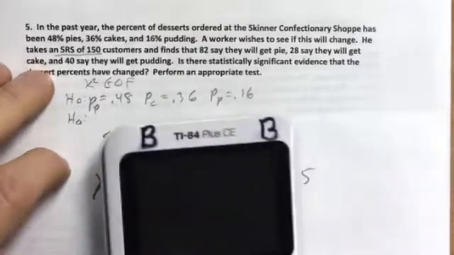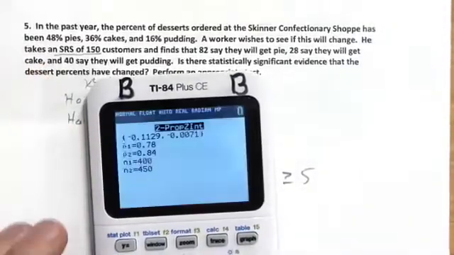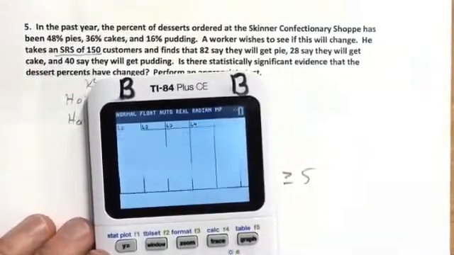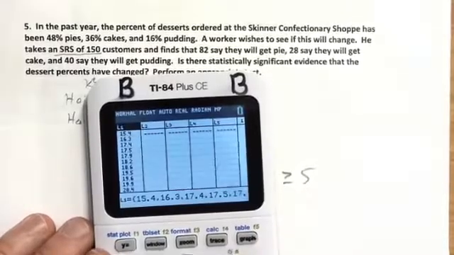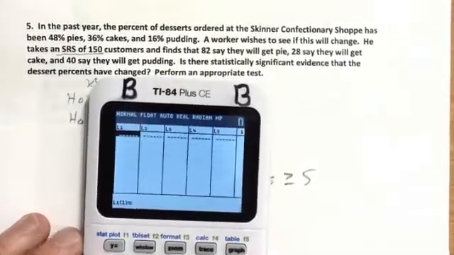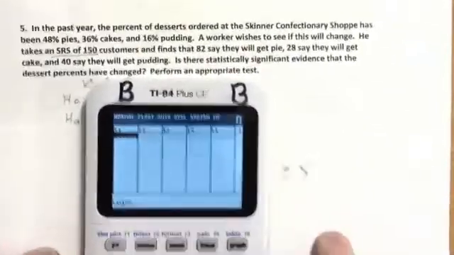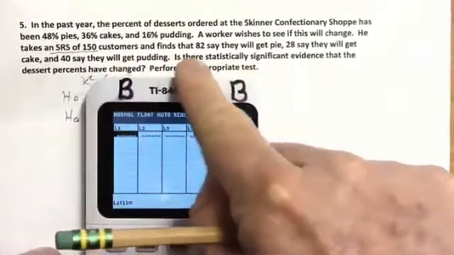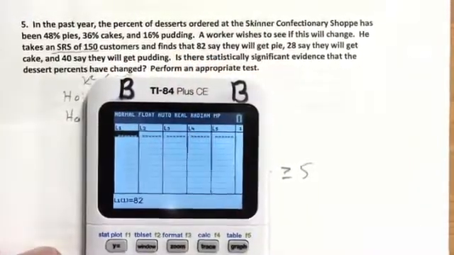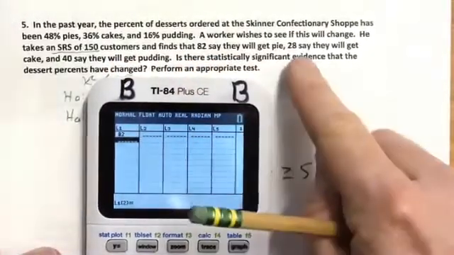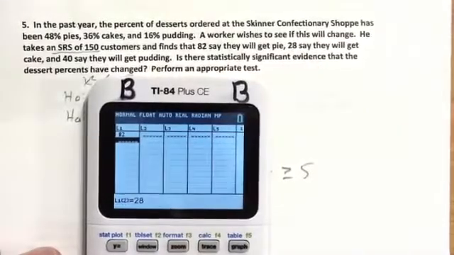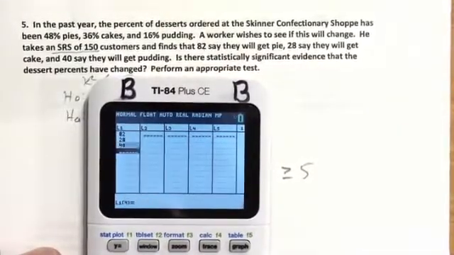And so to do the mechanics, this is what you've got to do. You put your observed counts in list 1. So you're going to go stat and edit. So in list 1, I put the observed counts. The observed counts have to be integers or you're going to get an error. So he finds that 82 want pie, so we have 82. So hit enter, and then 28 say they want cake, so that's 28. And then 40 say they want pudding, so there we go.